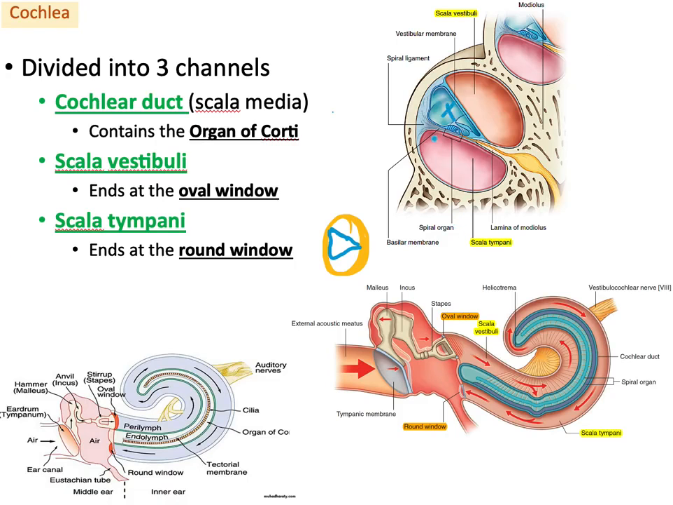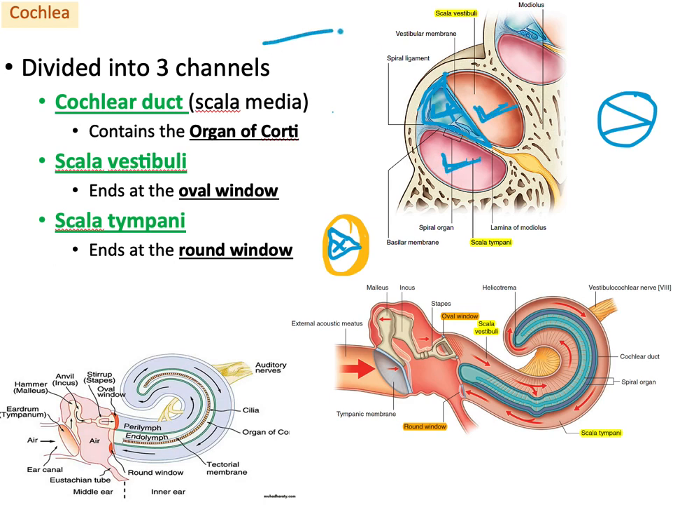So this is the cochlear duct. The cochlear duct, because it exists, separates, or converts, the cochlea into three channels: one, two, and itself the third. Cochlear duct, scala vestibuli, scala tympani.